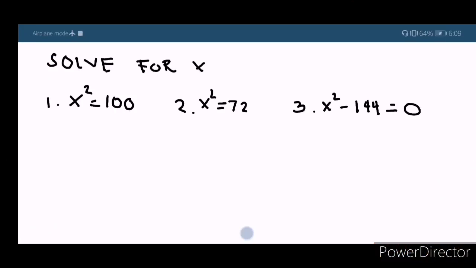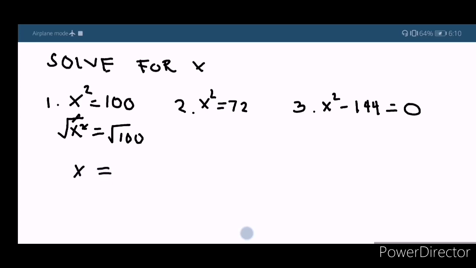Okay, so let us have a series of example para mas maintindihan ninyo kung paano ba tayo nagsosolve using extracting the square root. Okay, sa example number 1, we have x squared equals 100. So ang gagawin lang natin, we will get the square root of x squared. Kunin lang natin yung square root ng left side, kukunin natin din yung square root ng right side. So we are also going to get the square root of 100. Okay, the square root of x squared is x kasi cancel na yung square at saka yung square root. So it will become x.